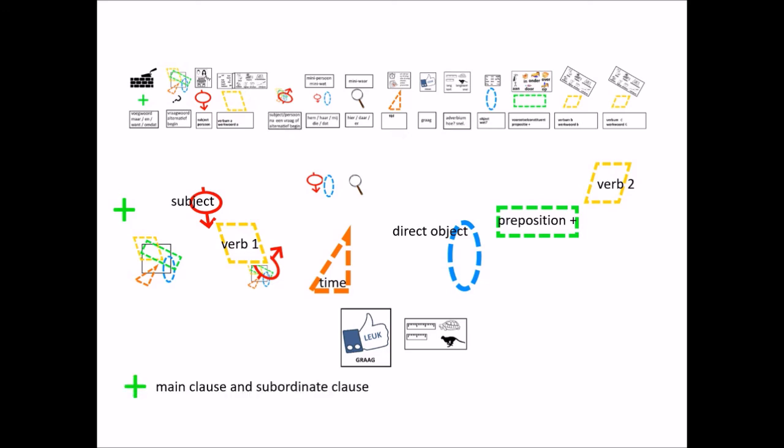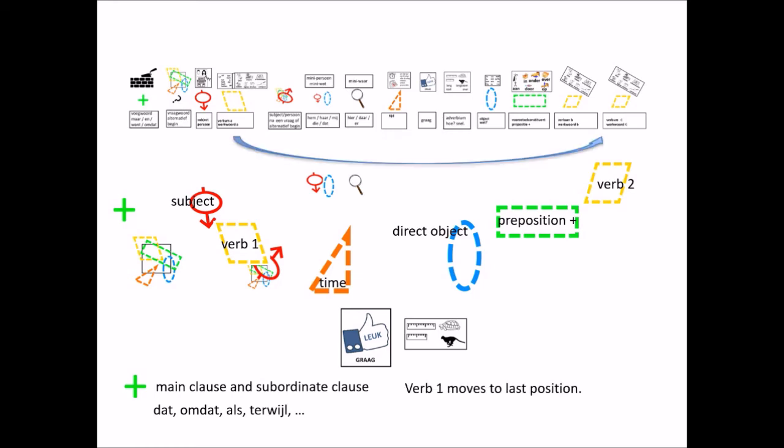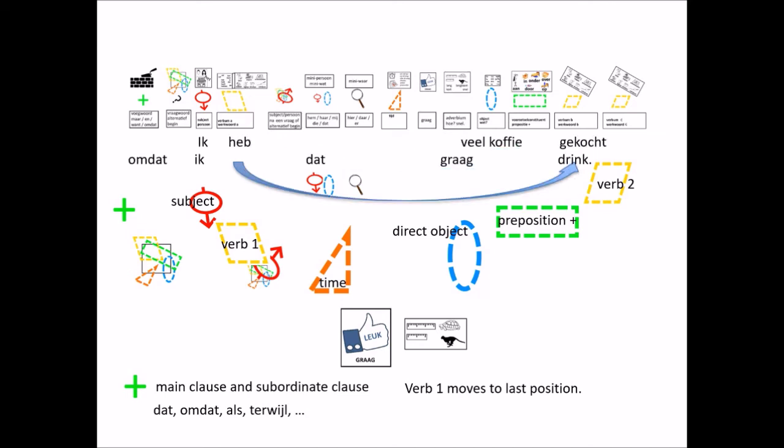Main clause followed by a subordinate clause. Dat, omdat, als, terwijl. In that case, the verb moves to the end of the sentence. Omdat ik graag koffie drink. Because I like to drink coffee.